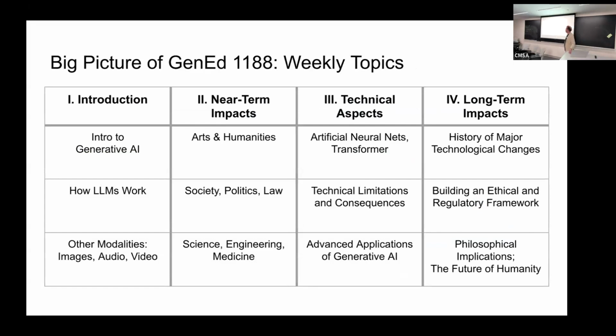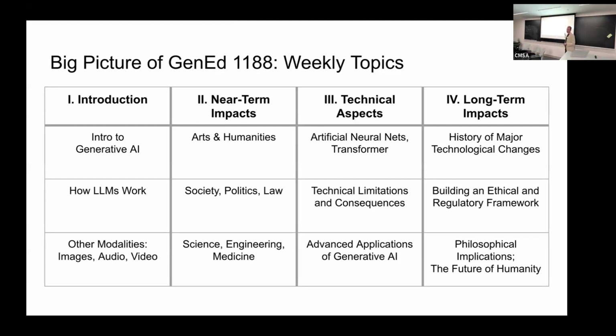We covered four big topic areas. There was a section that was an introduction. We talked a little bit about near-term impacts in various areas in society. We did a little bit of a technical dive. And I think it's important, even with English concentrators, to give them a glimpse of how these tools work. Because in particular, the technical design of these tools is intimately connected to many of their limitations. Why do they hallucinate? Why do they show bias? Why do they behave in the way that they do? Many of those problems are tied to the way that these tools are designed and trained.